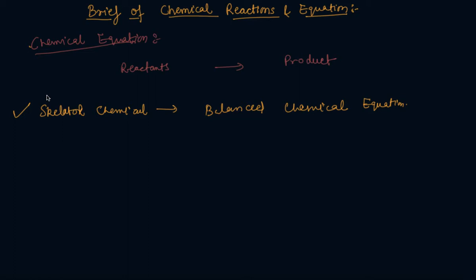But in the balanced chemical equation, the masses as well as the number of atoms on the reactant side as well as the product side are equal and the same. So this is called a balanced chemical reaction. Then we move to how to balance a chemical equation. So how to balance a chemical equation?